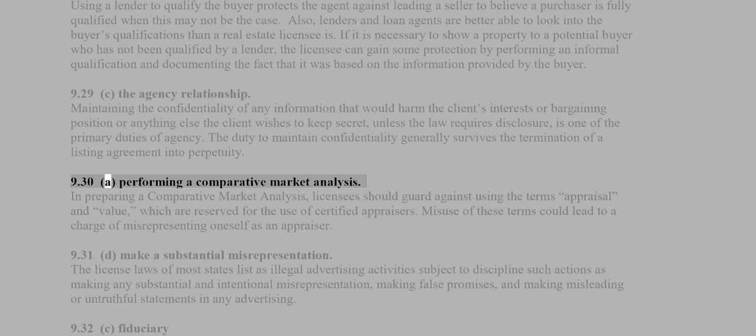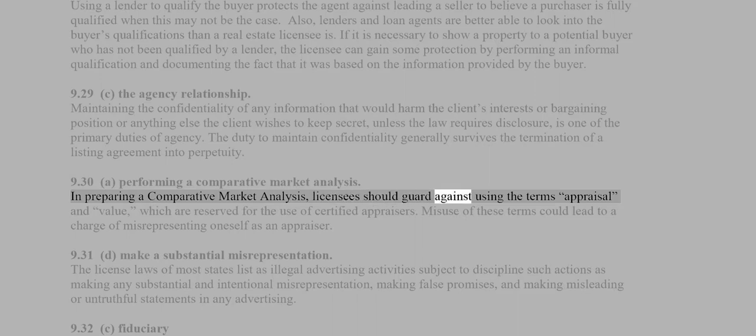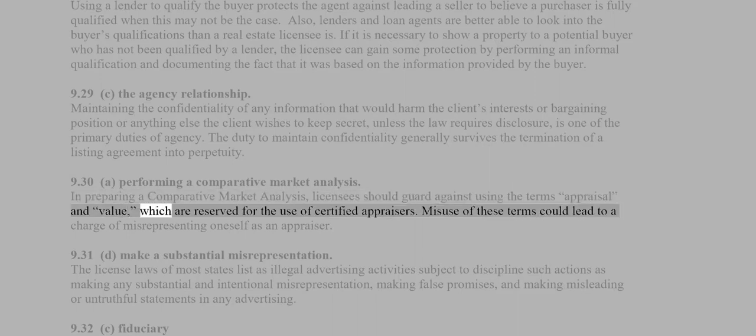9.30 a. Performing a comparative market analysis. In preparing a comparative market analysis, licensees should guard against using the terms appraisal and value, which are reserved for the use of certified appraisers. Misuse of these terms could lead to a charge of misrepresenting oneself as an appraiser.